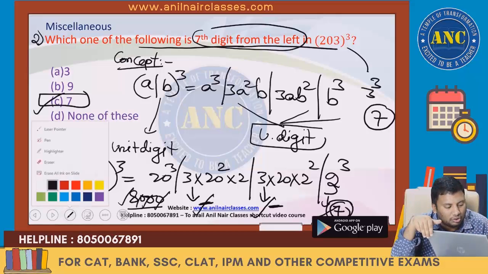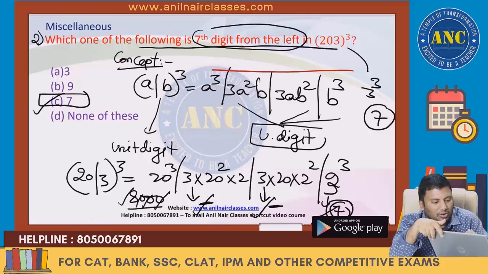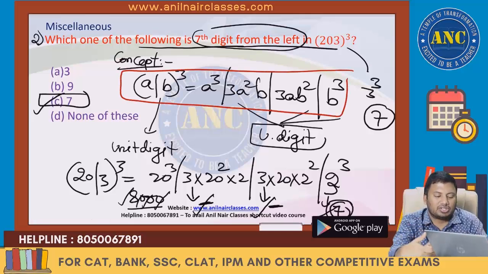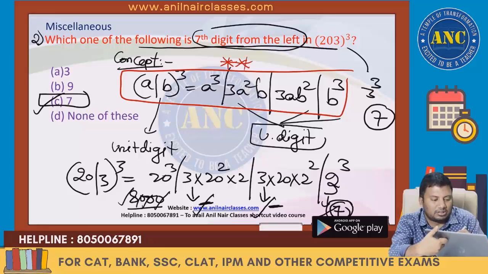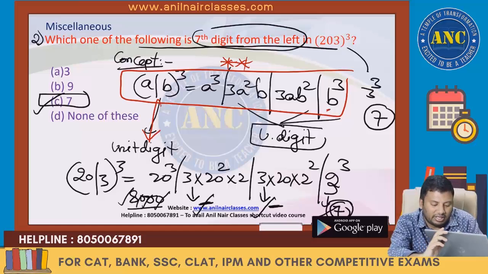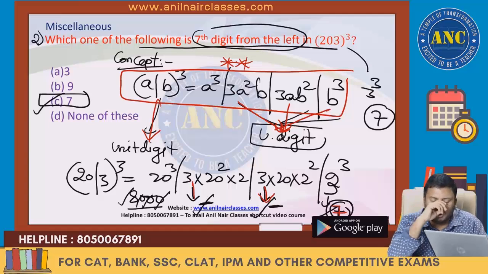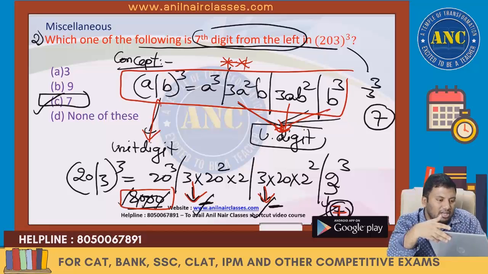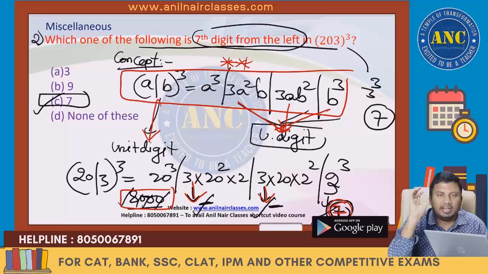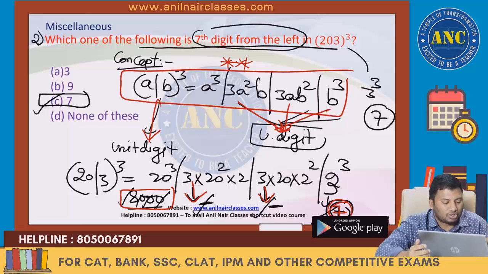A plus B whole cube is A cube plus 3A square B plus 3AB square plus B cube. If B is taking unit digit, in every place write down the unit digit. 3 cube is 27, 7. You don't need to do the calculation. 20 cube is 8000. So the 7th digit from the left: 1, 2, 3, 4, 5, 6, 7. So it is nothing but 7. Idea clear? Second question, the answer is 7.